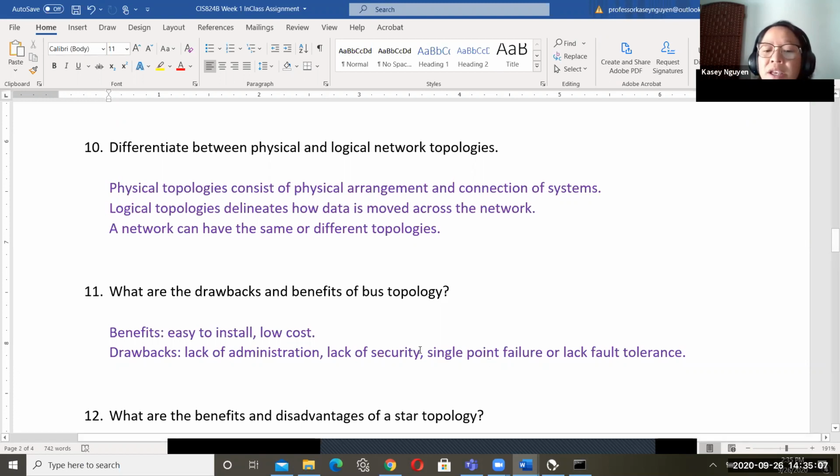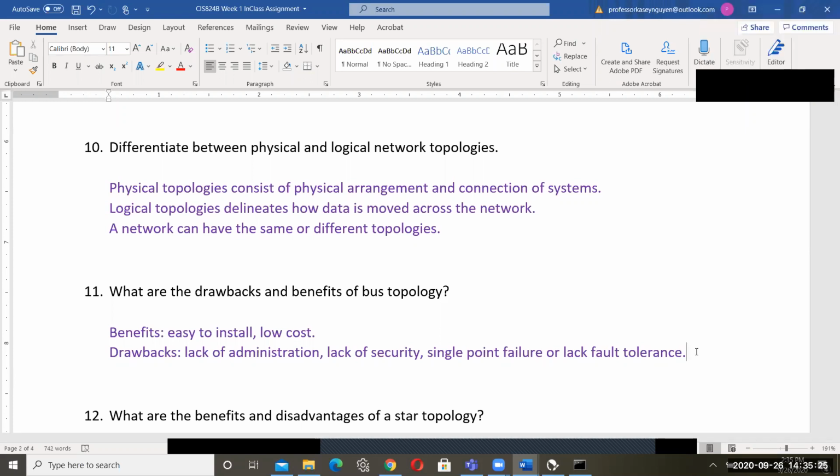There's a lack of security because it's very visible to everybody else, the data. There's a single point failure where one system goes down, it takes out the rest, and then fault tolerance is lacking. No redundancy, no backup.